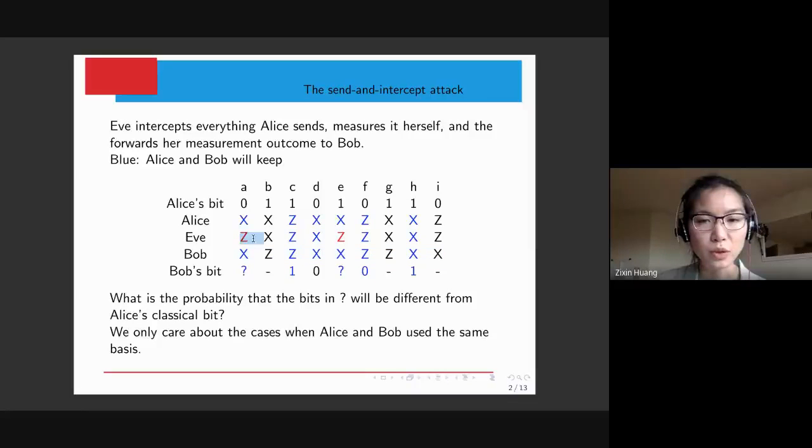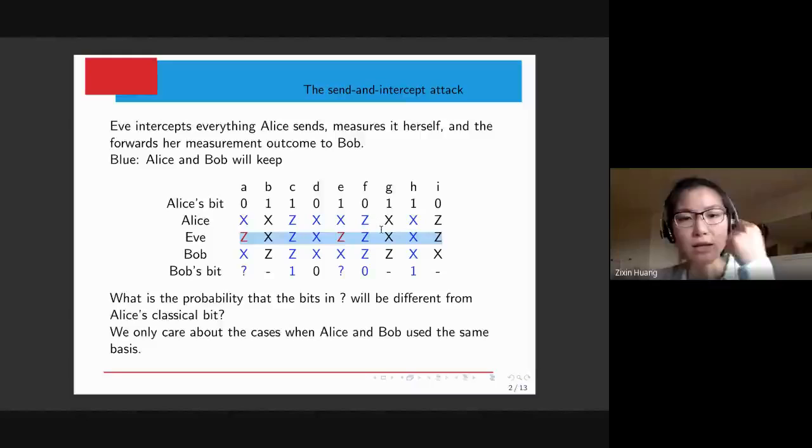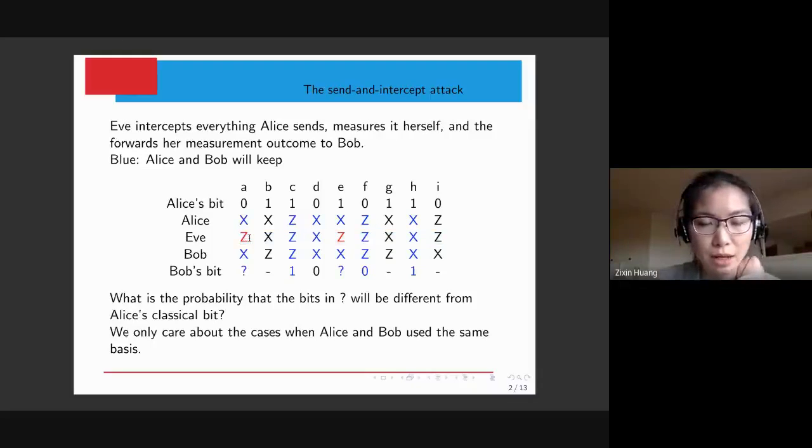So now Eve, who is in the middle, because she doesn't know whether Alice would have prepared in X or Z, therefore, the best that she can do is also to choose to measure in either X or Z. So, as we were talking about last time, half the time, Alice and Bob will have chosen different bases. So this is given by the ones in black here. So for example, in bit B, Alice has chosen X and Bob has chosen Z. So these ones don't matter because they get discarded anyway.